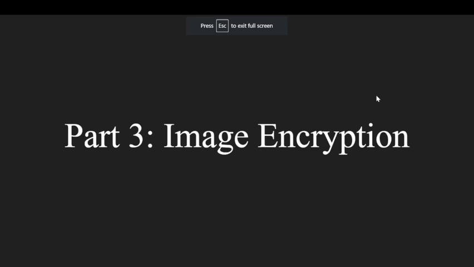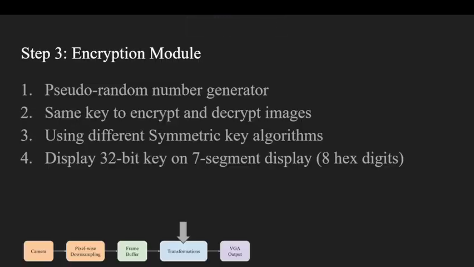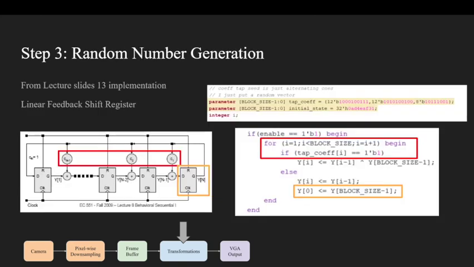Okay, I'll be talking about the image encryption real quick about our EC551 final project. So basically, we have these 4 important modules within our encryption module: the pseudo random number generator, the symmetric key encryption and decryption algorithms, as well as displaying the 32-bit key that we chose as the size for the blocks of encryption, and displaying that key on the 7-segment display.